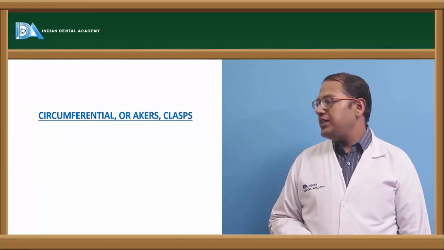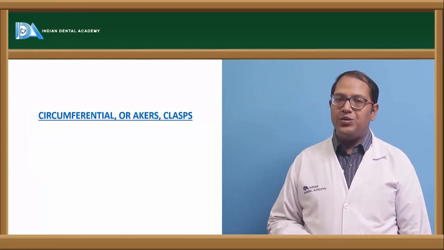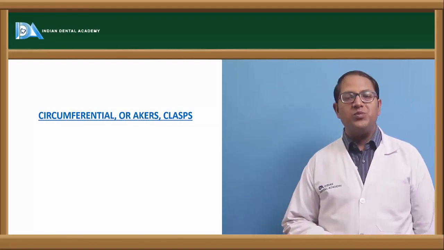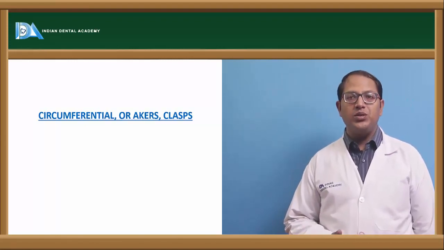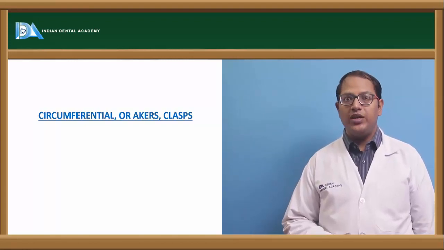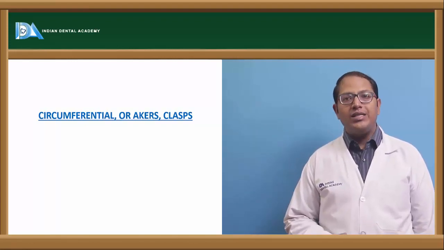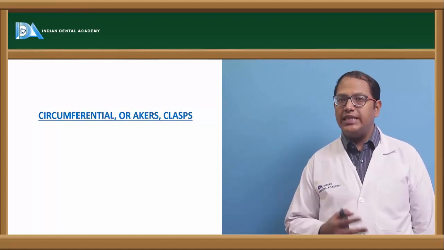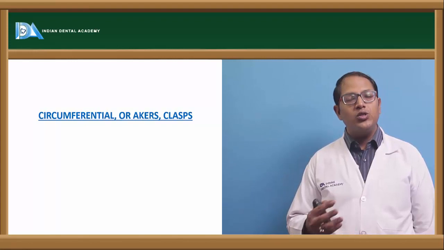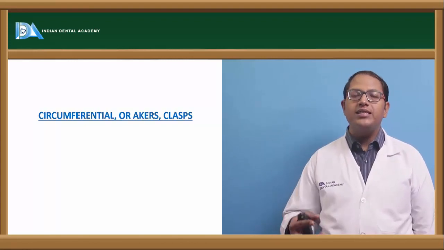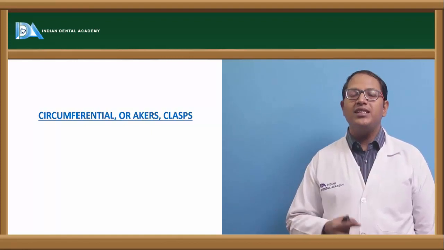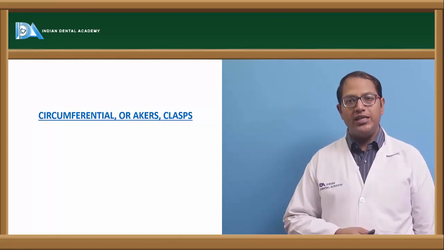Coming to the circumferential or the Acker's clasp. So, circumferential clasp or Acker's clasp, as we know very commonly, these are the terms which we use, or C clasp, a very common term used, has two clasp arms. One is a retentive clasp arm and one is a reciprocal clasp arm. Those two clasp arms are encircling the abutment teeth. So that is the reason, from outside, because it is encircling, it is called the extracoronal kind of clasp.